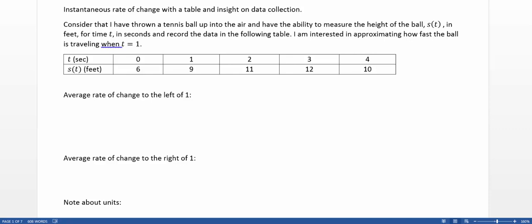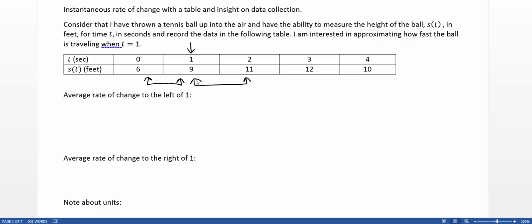So again, our goal is to look at the average rate of change near the point I'm interested in. So I'm interested in what's happening at time equals 1. So what I'm going to do is calculate the average rate of change to the left of my point and the average rate of change to the right of my point, just like I did on the graph. And I'm going to use the closest point that I have because that's the most accurate data for what I'm looking at. So let's start by finding the average rate of change to the left of 1.